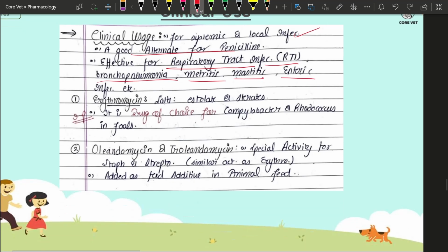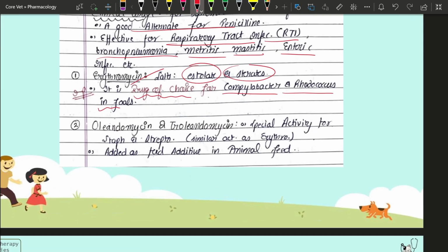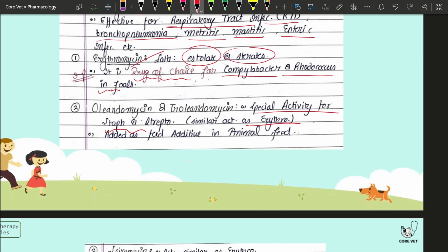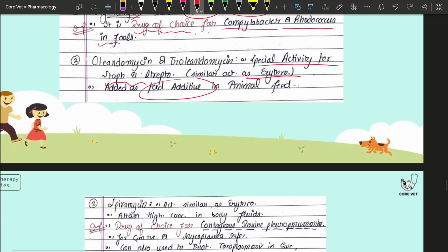If we talk about a slide on all the drugs that we had discussed, erythromycin is there as acetylate and stearate salts, and it is also a drug of choice for Campylobacter and Rhodococcus in foals. Oleandomycin and troleandomycin have special activity against staph and strep, similar to erythromycin, because the action is similar; erythromycin is the prototype drug, right? And it is also added as a feed additive, as I told you in the classification at the start.